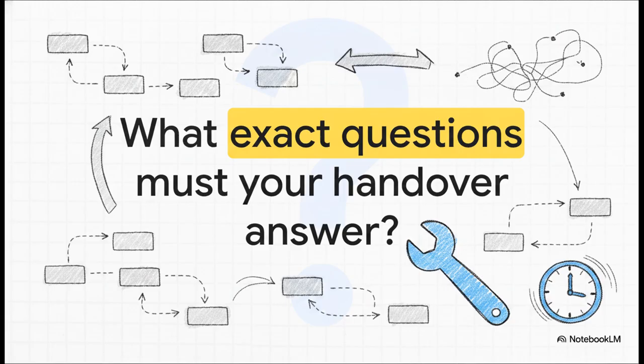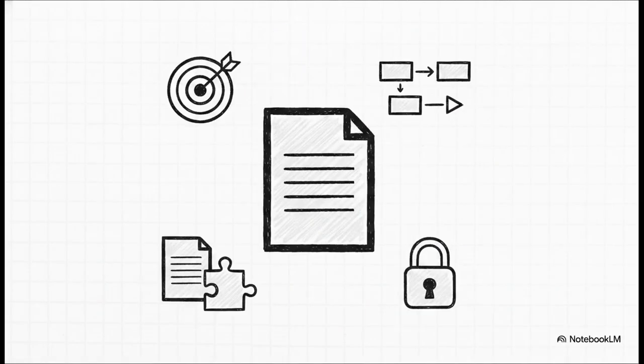So what exact questions must your handover answer to stop this from happening? It all boils down to 4 critical questions. Number 1, what's the complete learning outcome of the course? Number 2, what exactly should the learner complete first, next, and last? Number 3, which specific file, activity, or assessment belongs at each of those steps? And number 4, what has to happen before a learner is actually allowed to progress or finish the course?